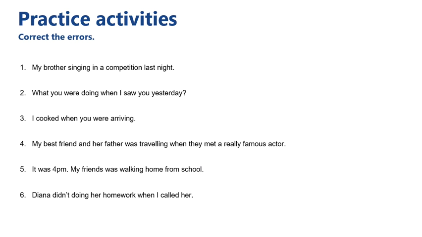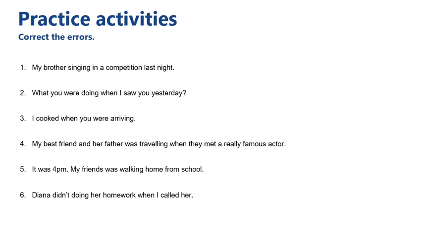Let's practice. So, correct the errors. The first sentence is, my brother singing in a competition last night. Number 2, what you were doing when I saw you yesterday. Number 3, I cooked when you were arriving. Number 4, my best friend and her father was traveling when they met a really famous actor. Number 5 is, it was 4 p.m. My friends was walking home from school. And the number 6, Diana didn't doing her homework when I called her.